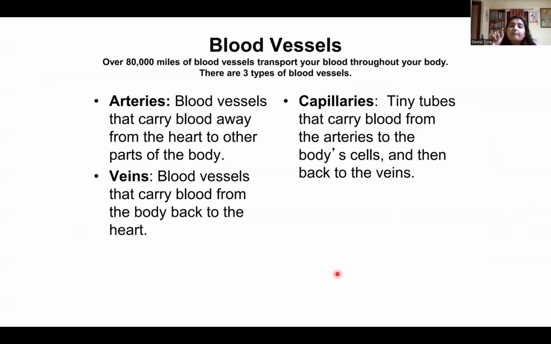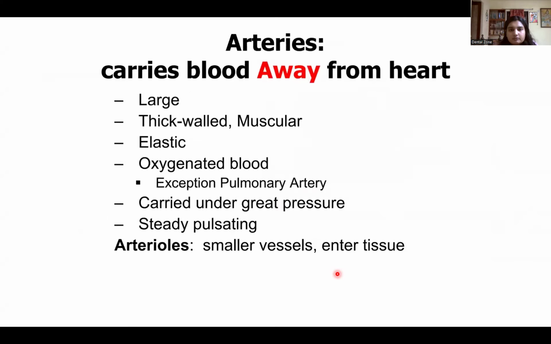Now veins are blood vessels that carry blood from the body back to the heart, except the pulmonary vein which takes the blood away from the heart, right? Capillaries are tiny tubules that carry blood from arteries to the body cells and then bring it back to the veins. The capillary is a bridging gap between the artery and the vein.